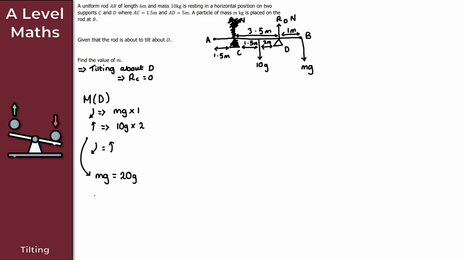We want to solve and find the value of m. That's all this question asks for. So we just want m. Divide both sides by g. Therefore, m is equal to 20, so that would be 20 kilograms. And there we have it. Nice and straightforward. That gives us the solution to our one practice question for tilting. And that brings the end of this video on tilting.